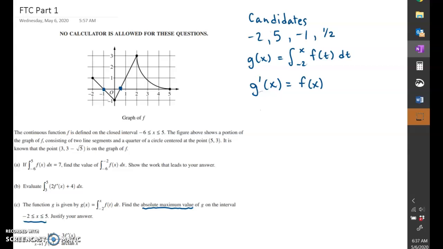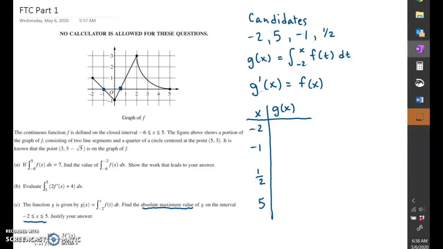So now I need to do a table of values, and remember, for absolute maximum, I want y coordinates of G, so I need to evaluate G at all of those points. So I'm going to start at -2, do -1, 1/2, and 5. I might be able to throw out one of these values. I might be able to throw out the -1 and the 1/2, and so I'm going to look at those for a second. I want the maximum.